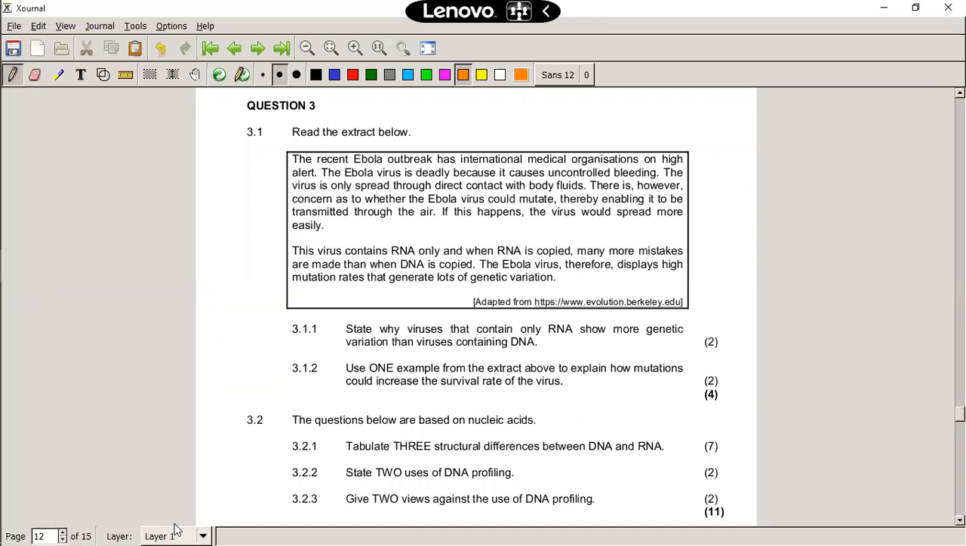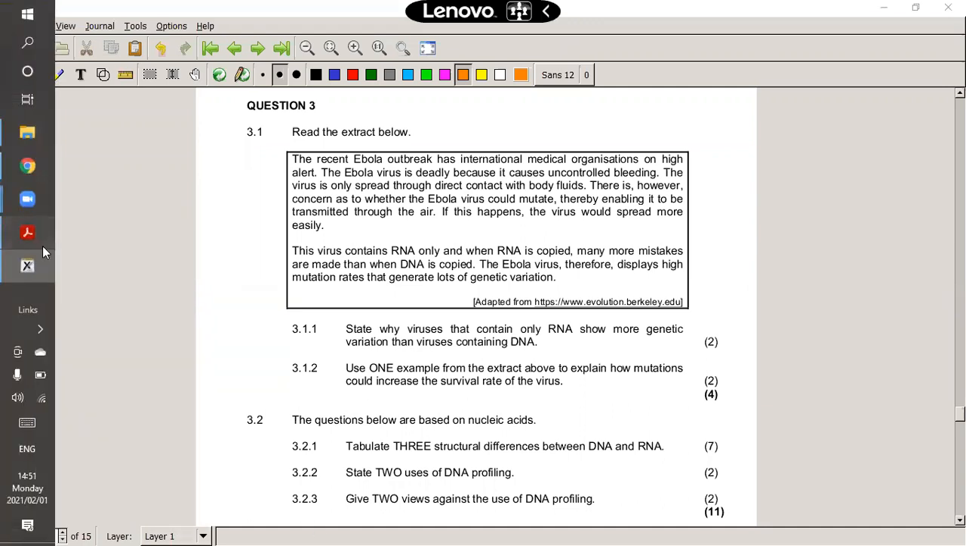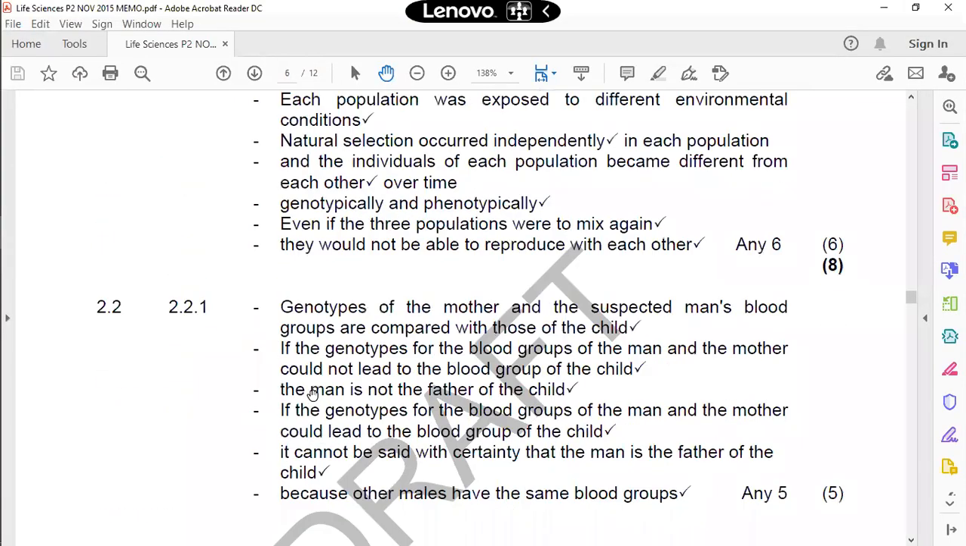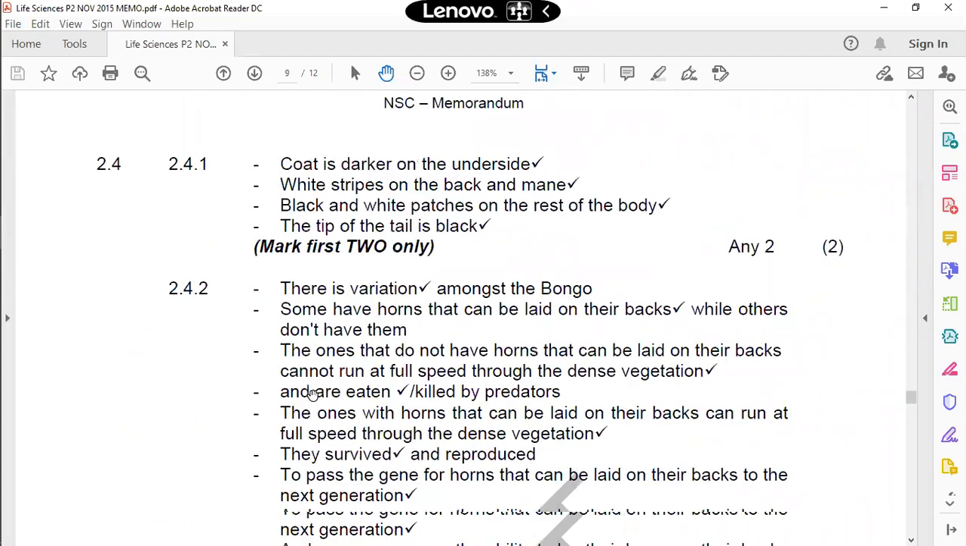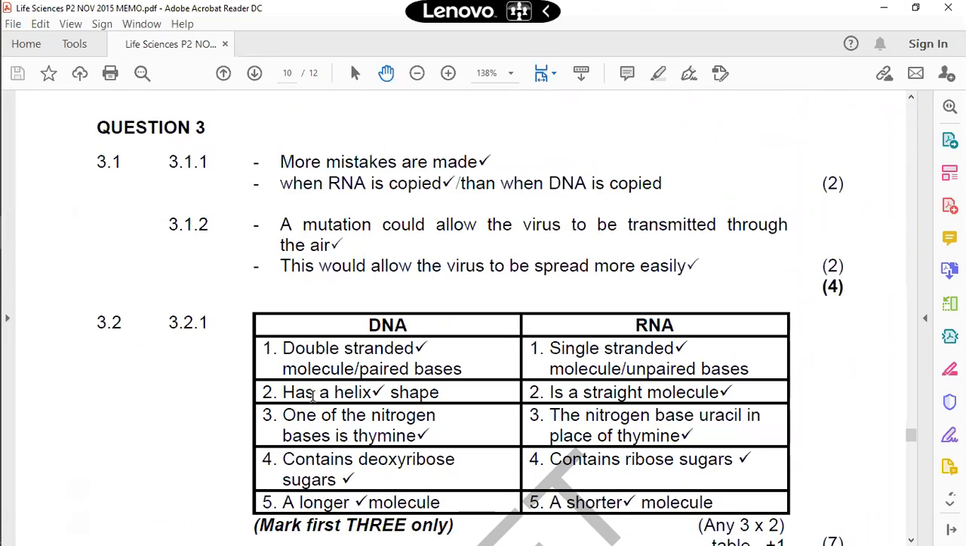Before we answer the question, let's take a look at how they stated it in the memo for 3.1. For 3.1.1, more mistakes are made in RNA than in DNA. We explained why, because of the double string and the complementary pairing. For 3.1.2, a mutation would allow the virus to be transmitted through the air, and this would allow the virus to spread more easily. So from the passage, they just wanted the mutation allowed the virus to be transmitted through the air, and if it goes through the air, the virus would spread more easily.